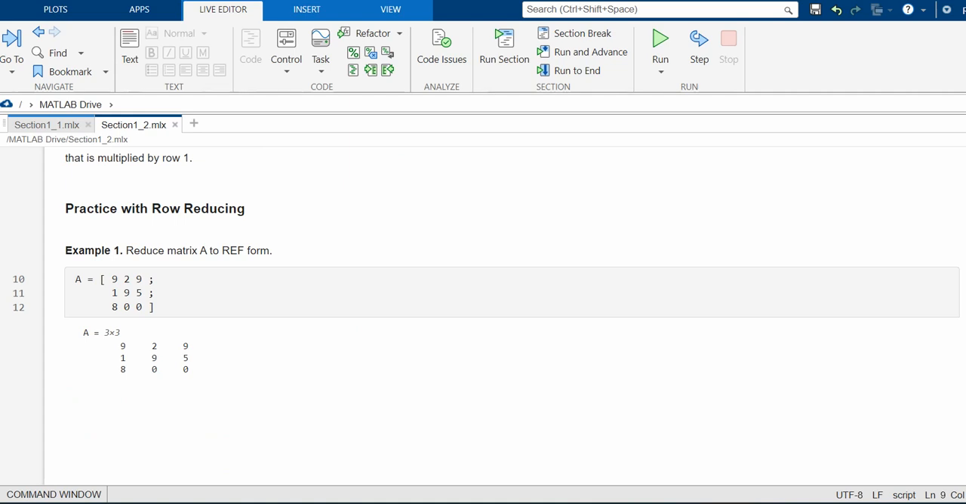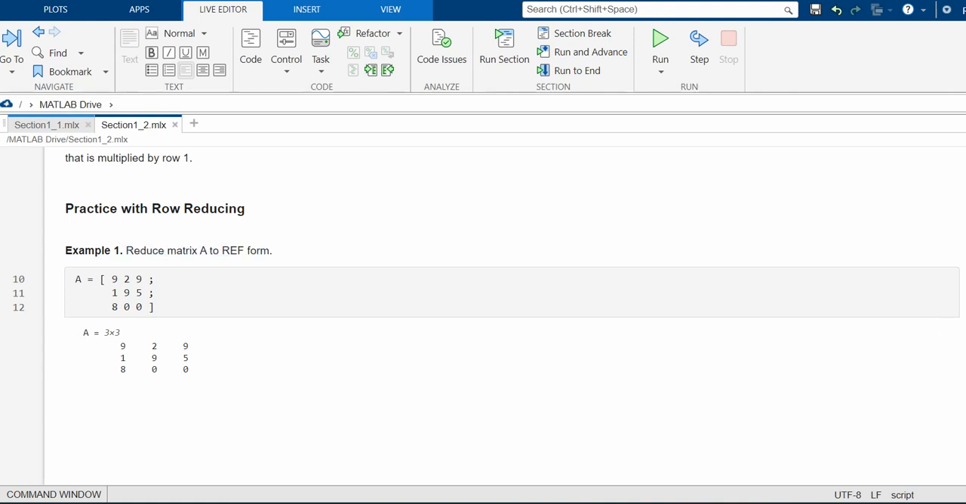Okay, so what if we need to reduce the matrix A to REF form? Now remember, REF form, I get zeros below the pivots, but the pivots don't have to be 1 necessarily. And I don't have to get zeros above the pivots. Those last 2 steps to get to RREF, we do not have to do. We just have to get matrix A into REF form.